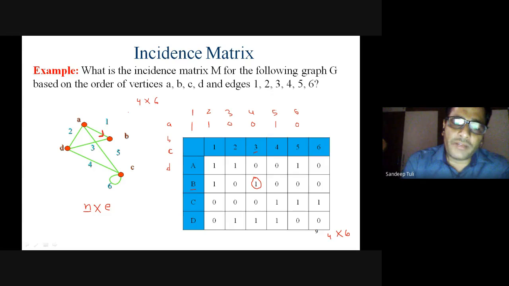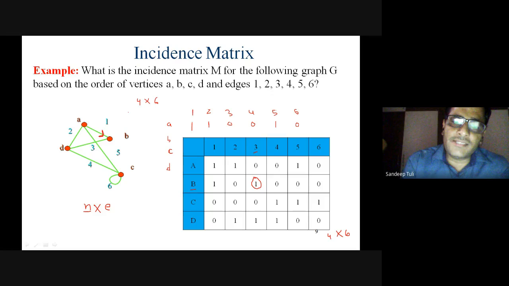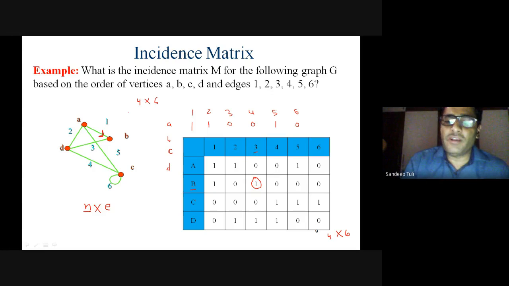How it will be now for the directed graph? It is okay, sir. So for a directed graph, the incidence will look like this. If the direction is from A to B, then we can say that edge 1 is incident on B only. It is not incident on A actually. So the value for 1 to B is 1. And what about the value for 1 to A? 0. Now there are two different representations of the incidence matrix for a directed graph.